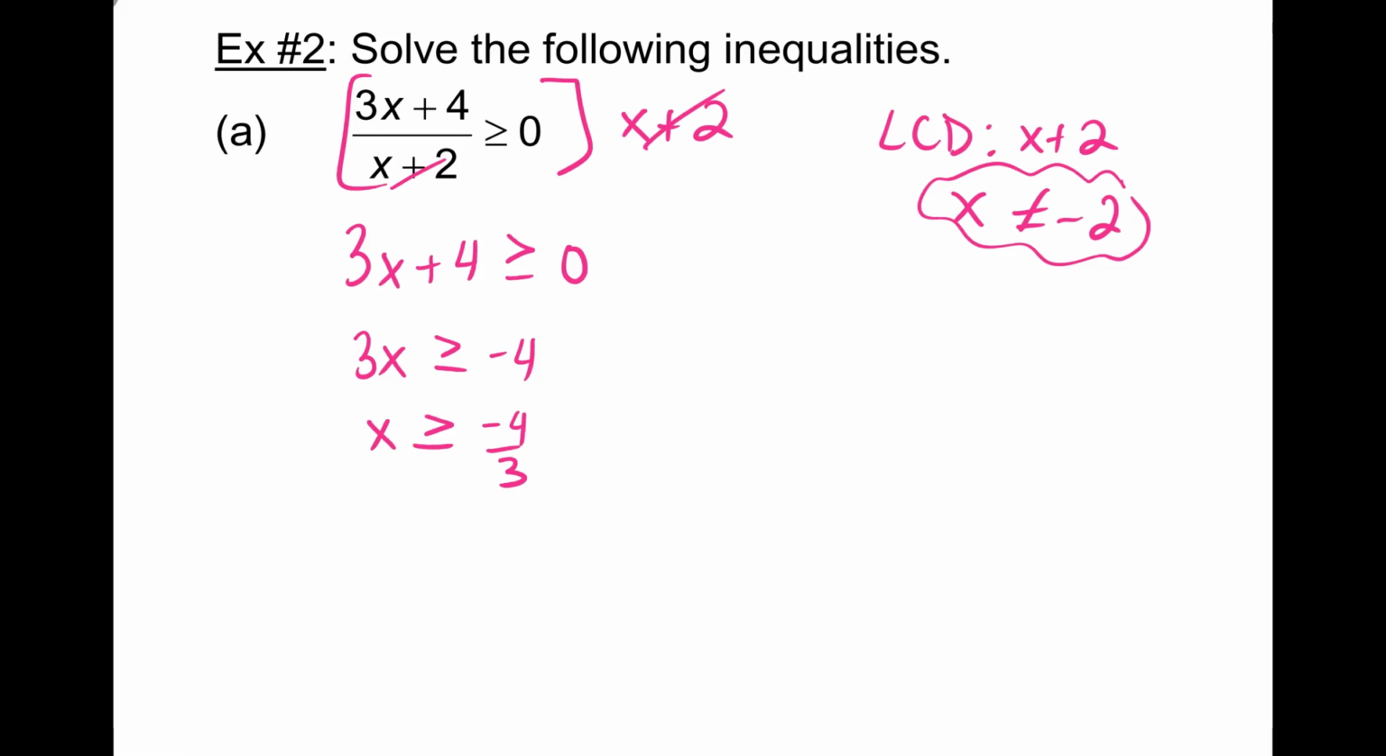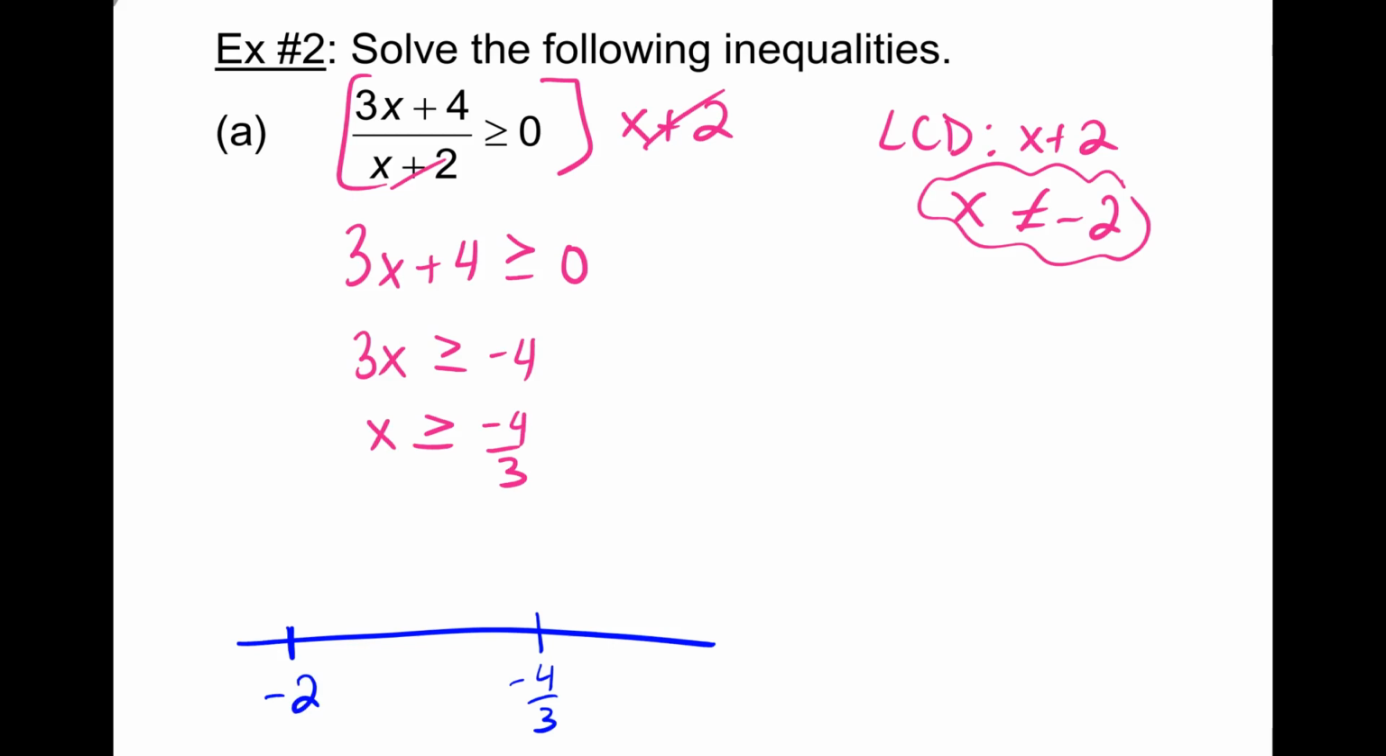Okay, I'm done with the first step. I need to draw my number line. So I have negative 4/3. Then I also have to include my interesting points, aka negative 2, because it can't equal negative 2.